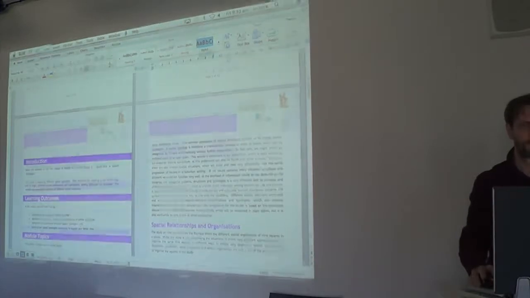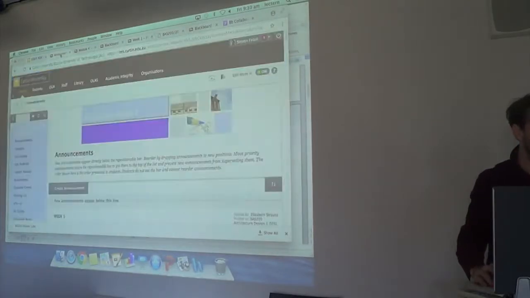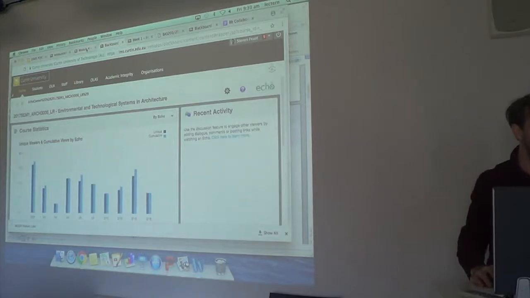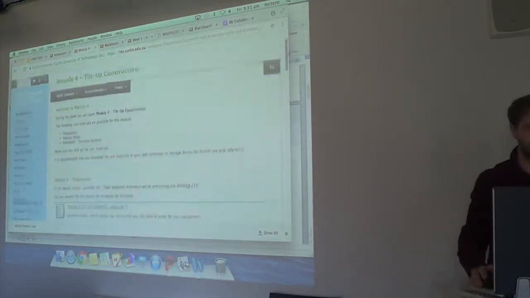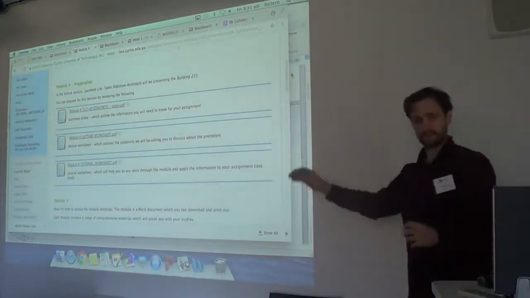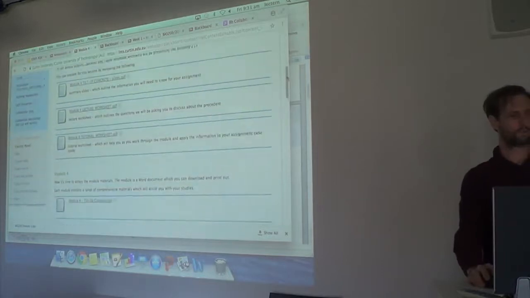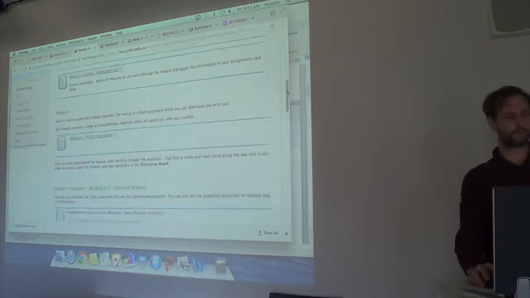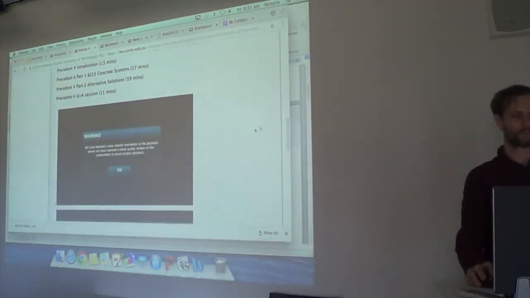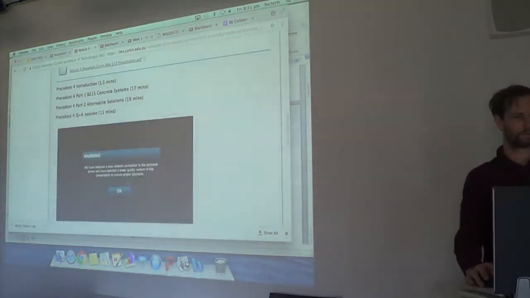So Blackboard, this is what Blackboard looks like. So one way of getting our lectures up, this is where we put the material, these downloadable things. Each week has something similar to this. In this case, we've got a particular set of worksheets, we've got the module there, and then on campus, there was a lecture. That lecture has been divided up into four sections.